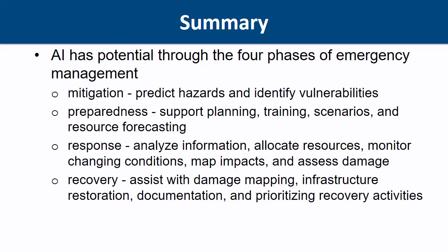Second, artificial intelligence has potential applications throughout the entire emergency management cycle. During mitigation, AI can help predict hazards and identify vulnerabilities. During preparedness, it can support planning, training, scenarios, and resource forecasting. During response, it can help analyze information, allocate resources, monitor changing conditions, map impacts, and assess damage. And during recovery, AI can assist with damage mapping, infrastructure restoration, documentation, and prioritizing recovery activities.